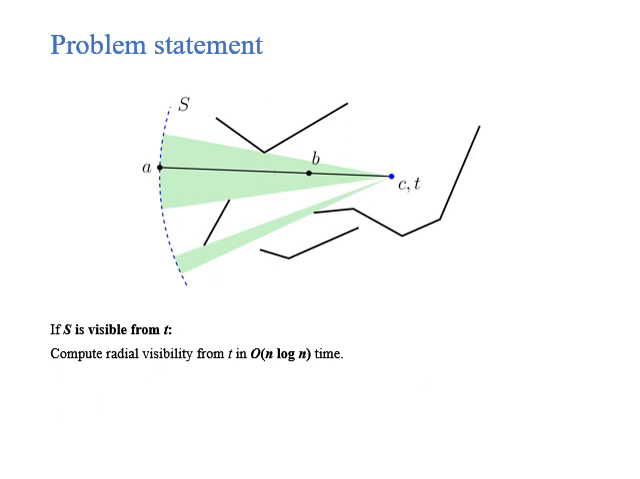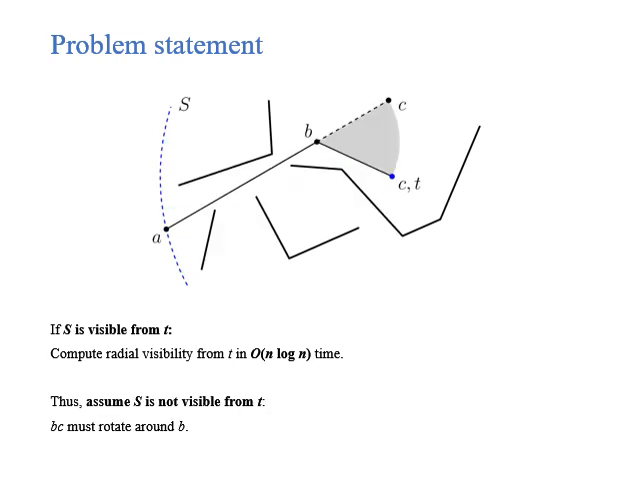If circle S is visible from target point T, the problem basically reduces to computing the radial visibility from T, and that can be computed in n log n time. So from here on out, we're going to assume that S is not visible from T. That is, BC must rotate around B in order to reach the target point T.